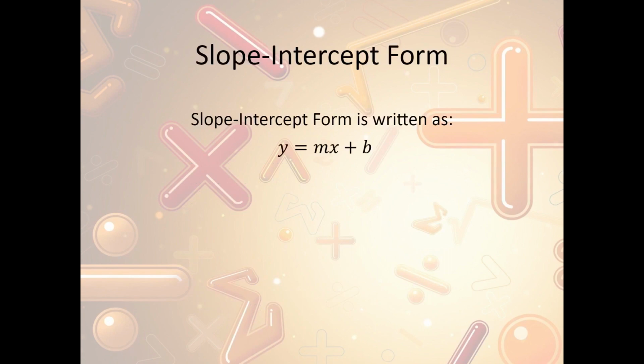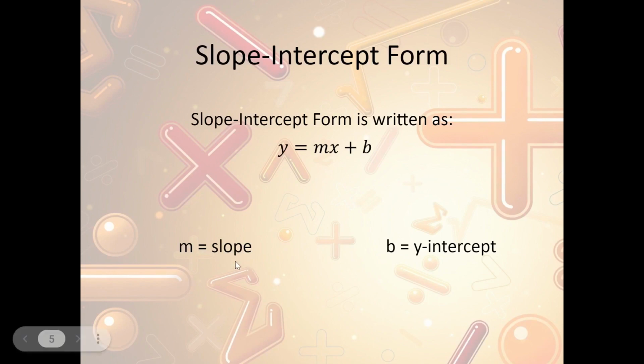Slope-intercept form. Slope-intercept form is written as y equals mx plus b. And what does that mean? m is the slope, and b is the y-intercept. y and x are my variables that stay variables so that I can plug numbers in and see what they come out to be. So m is the slope and b is the y-intercept. Now how can I remember that?